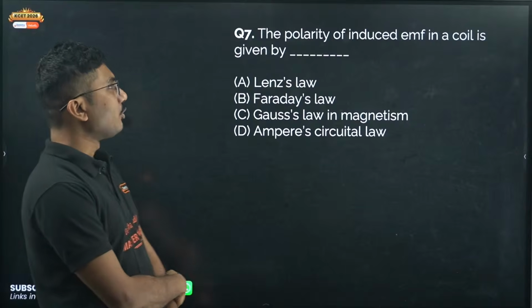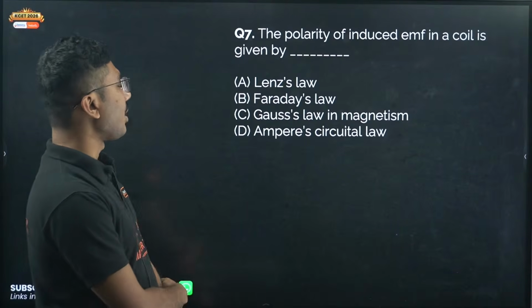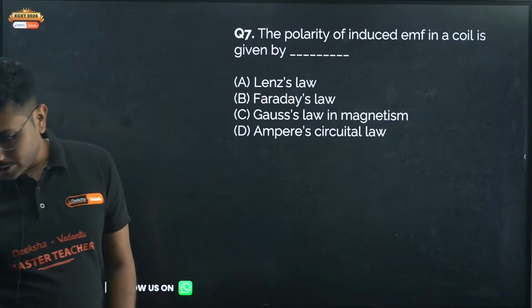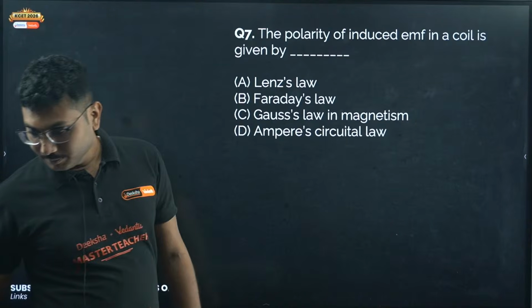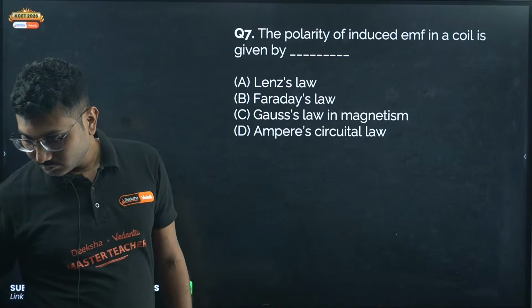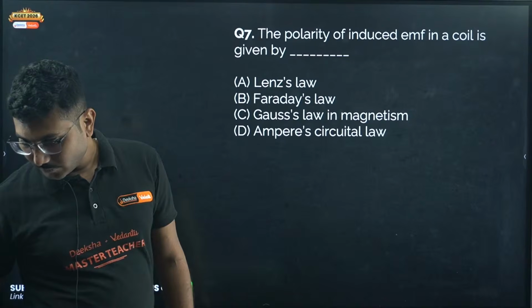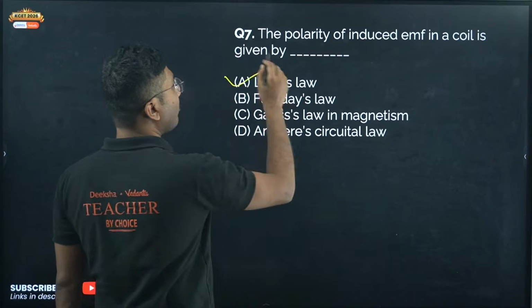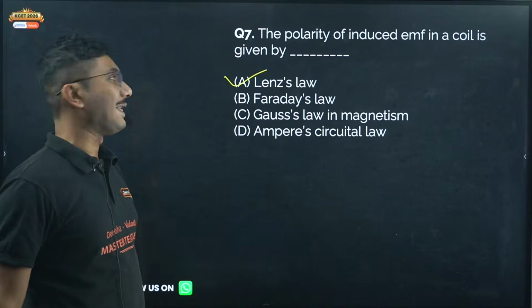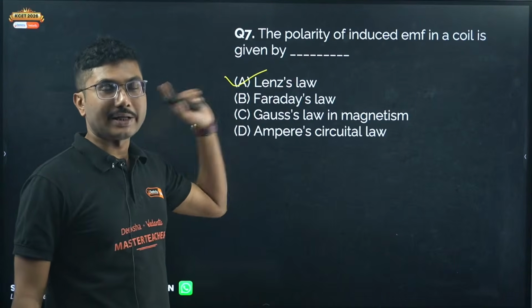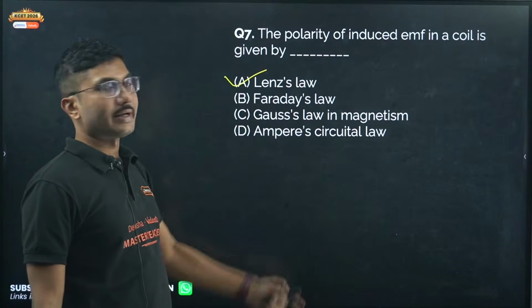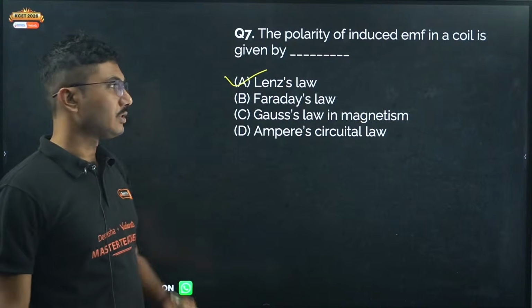Next, the polarity of induced EMF in a coil is given by. Question number 7. Yes, A. Lenz's law. Polarity of induced EMF is given by Lenz's law and magnitude is given by Faraday's law. If the question is asked, magnitude is given by Faraday's law, polarity is given by Lenz's law.